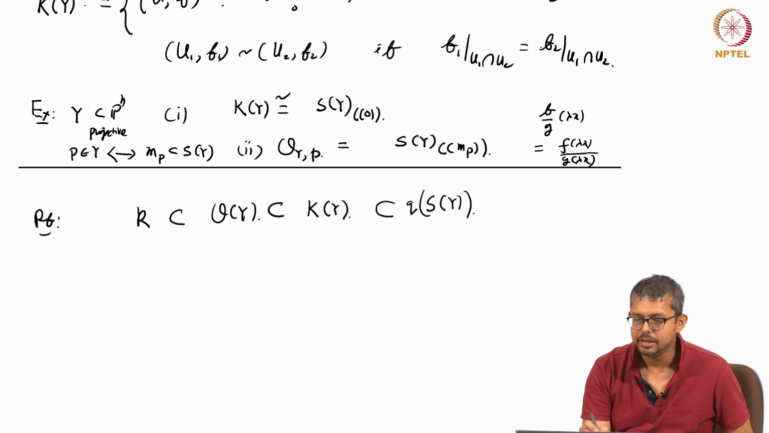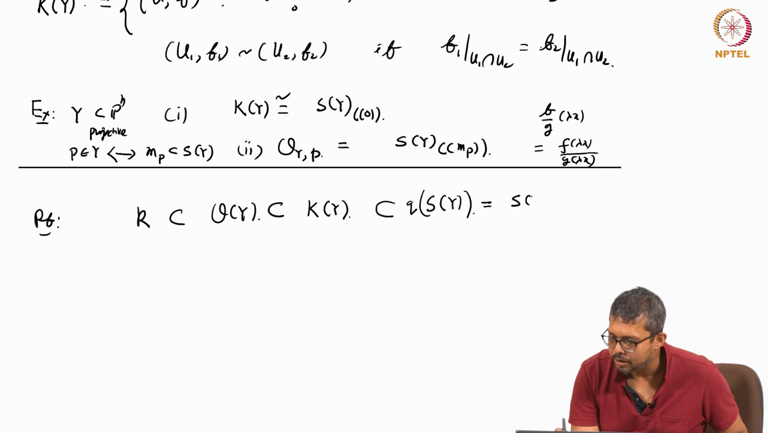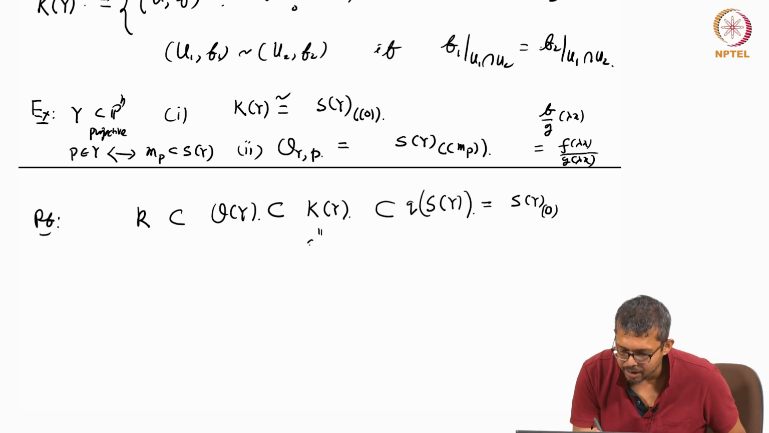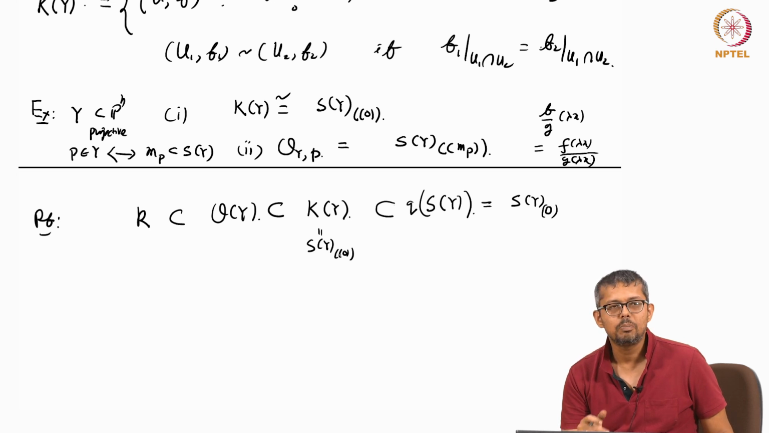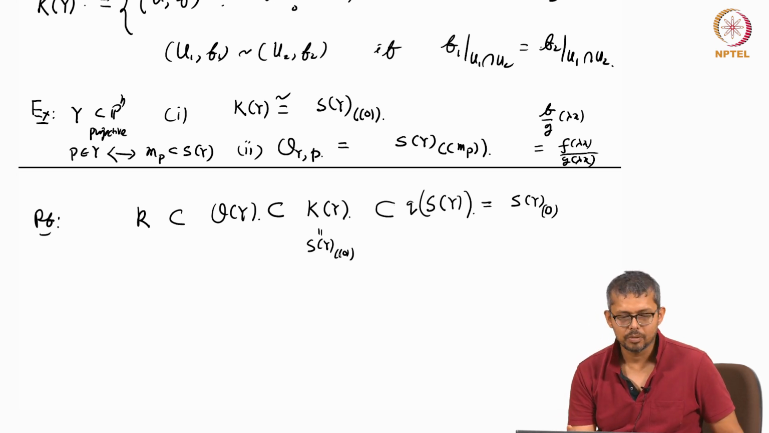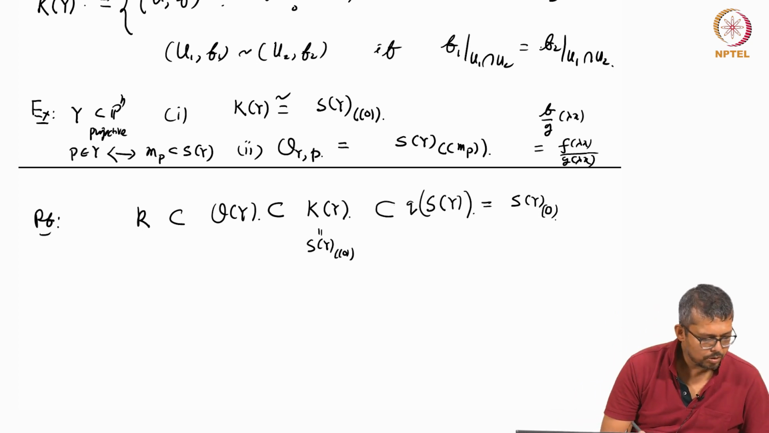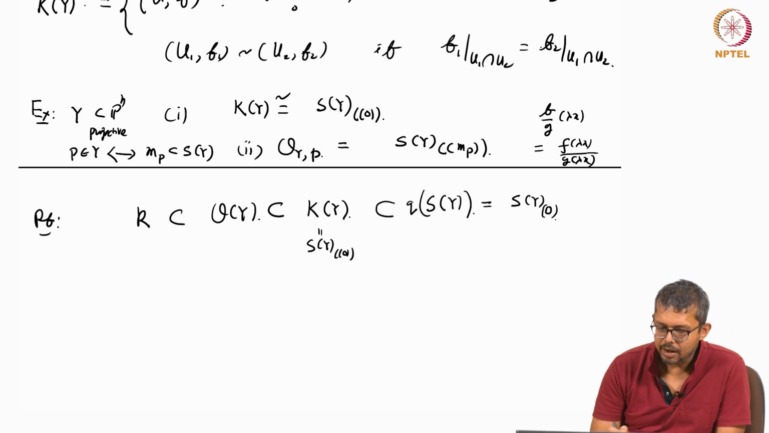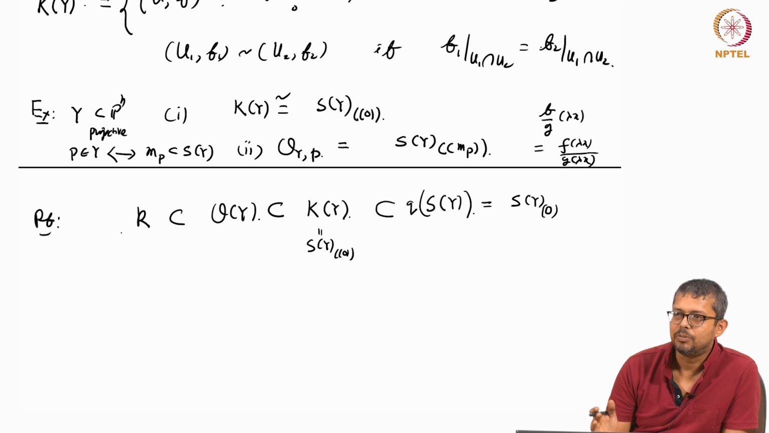This K_Y is the degree 0 part of the quotient field of S_Y. This is nothing but S_Y of (0), the degree 0 part. So this is a subring, subfield here. So now the point is, how will you prove that this is also in K? How do you prove?